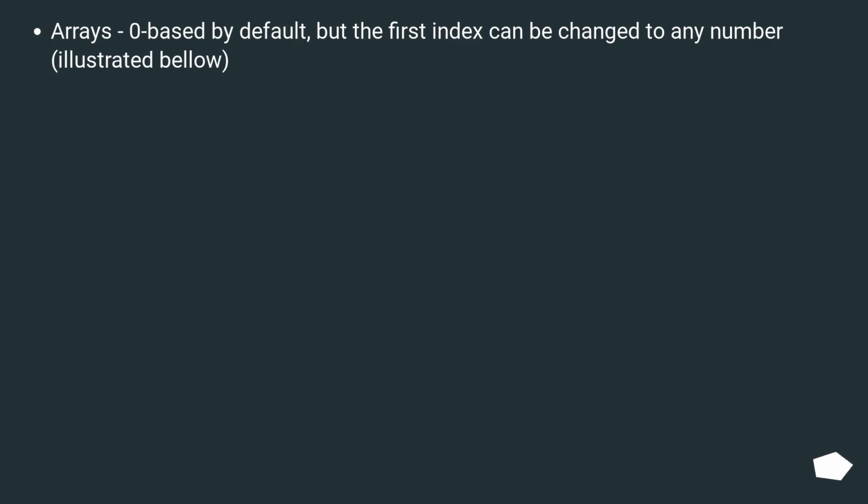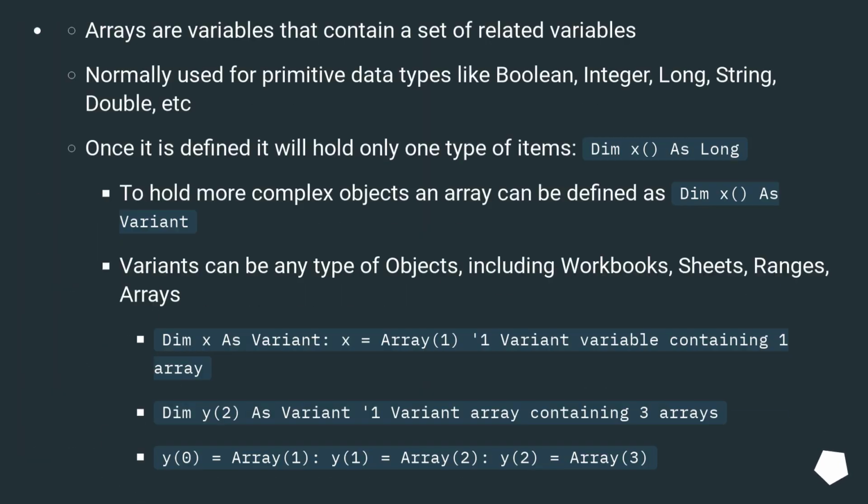Arrays: zero-based by default, but the first index can be changed to any number, illustrated below. Arrays are variables that contain a set of related variables. Normally used for primitive data types like Boolean, integer, long, string, double, etc.